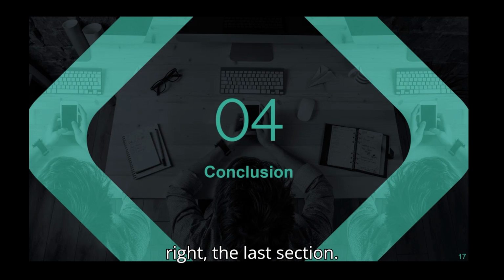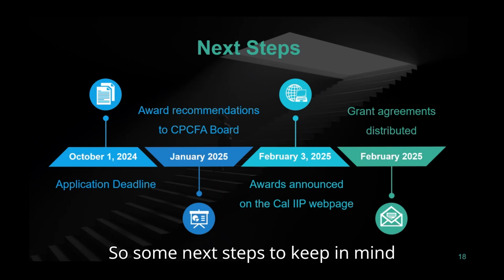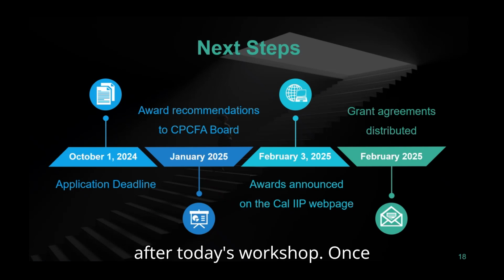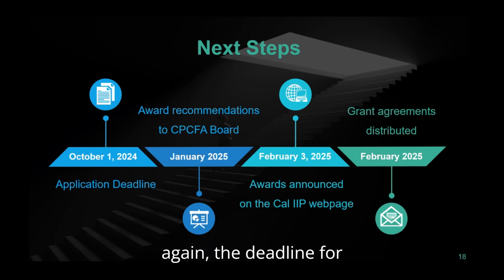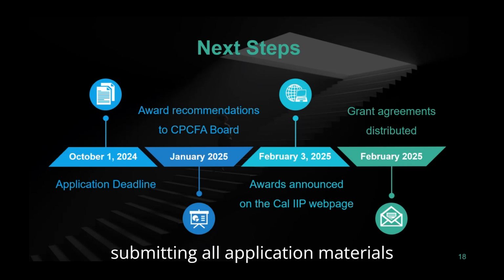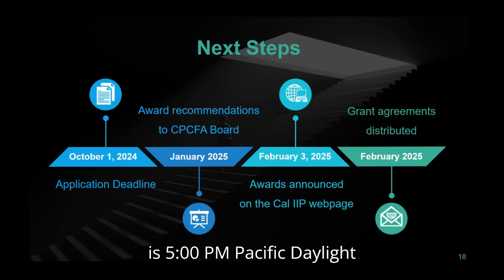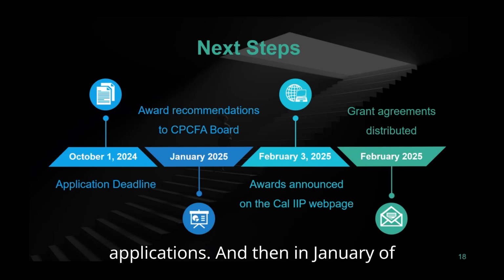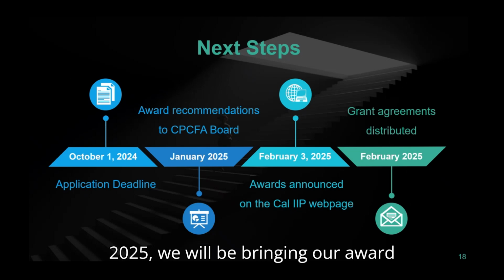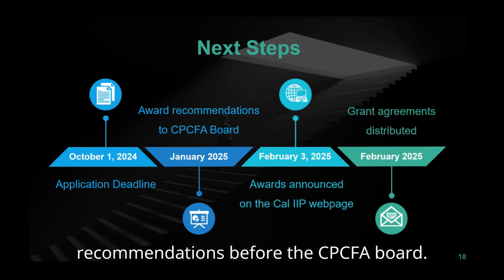All right, the last section. So some next steps to keep in mind after today's workshop. Once again, the deadline for submitting all application materials is 5 p.m. Pacific Daylight Time on October 1st, 2024. After that, myself and the rest of the CalIP team will be poring over all the applications. And then in January of 2025, we will be bringing our award recommendations before the CPCFA board.